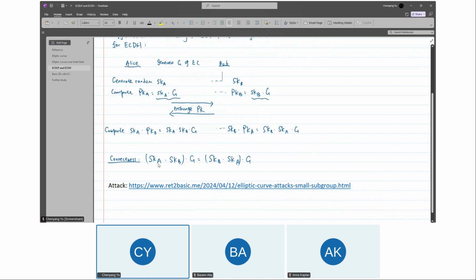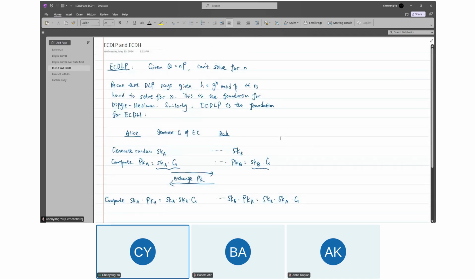So the multiplication here happens in a finite field, and that multiplication is commutative. We just multiply, for example, 3 times 5, and this is 5 times 3. So it's pretty easy to see that in the end they compute a shared secret.